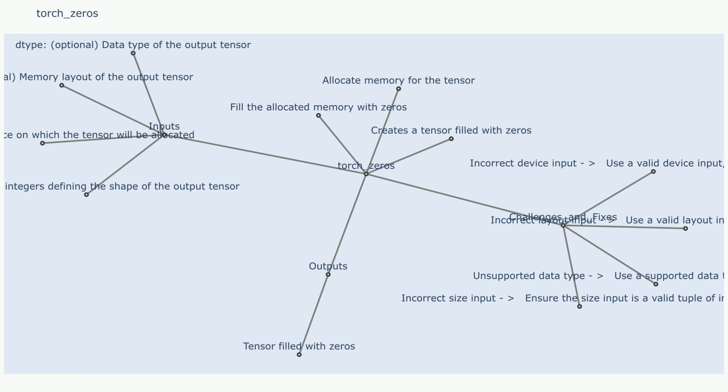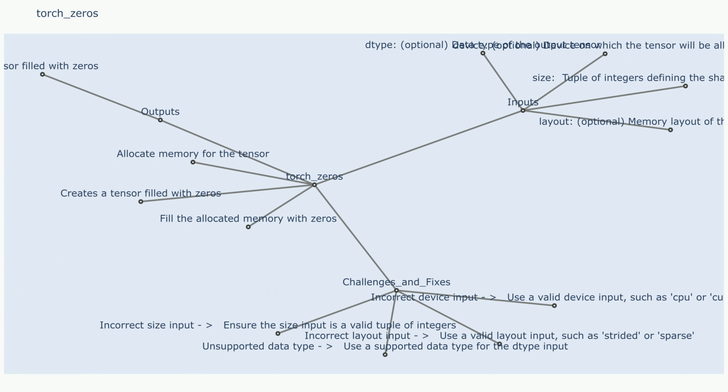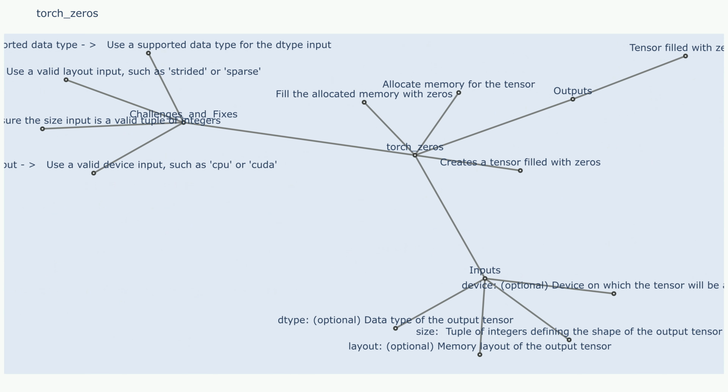Layout: this argument specifies the memory layout of the tensor. It's usually left as the default torch.strided, but can be used for optimized memory access in certain cases. requires_grad: this argument indicates whether to track gradients for this tensor. Setting it to true will enable automatic differentiation.